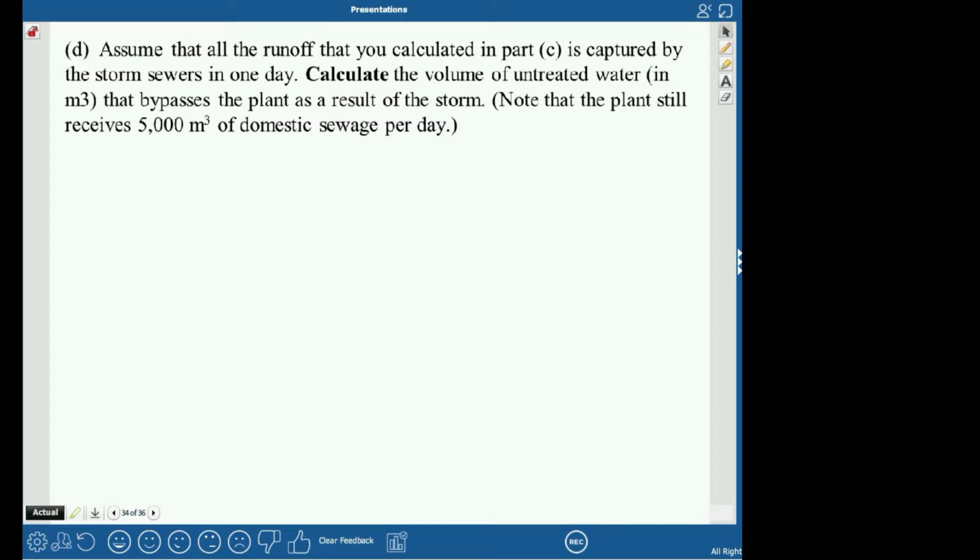Let's go to the next part. Okay. Assume the runoff you calculate in part C is captured by the storm sewers in one day. Calculate the volume of untreated water in a storm. Note the plant still receives 5,000 meters cubed of domestic sewage a day. Okay, so what do we need to do?